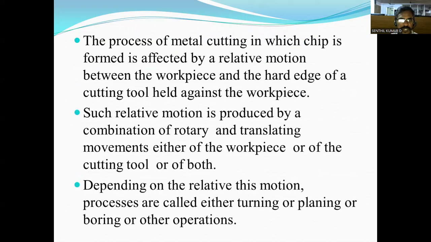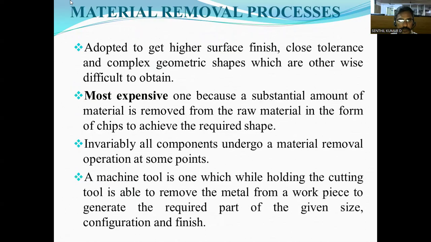In the process of metal cutting, the chip is formed by a relative motion between the workpiece and the hard edge of a cutting tool held against the workpiece. Such relative motion is produced by a combination of rotary and translating movements either of the workpiece or of the cutting tool or of both. Depending on the relative motion, the processes are called either turning or planing or boring or other operations.